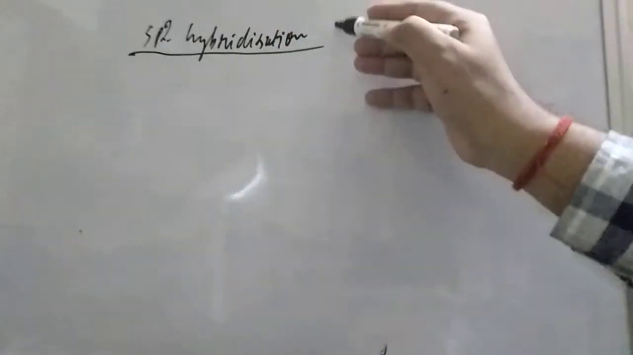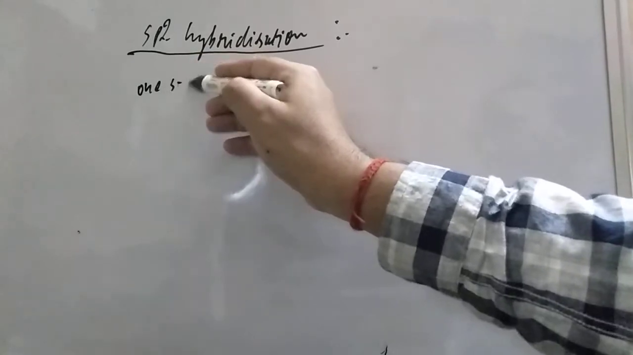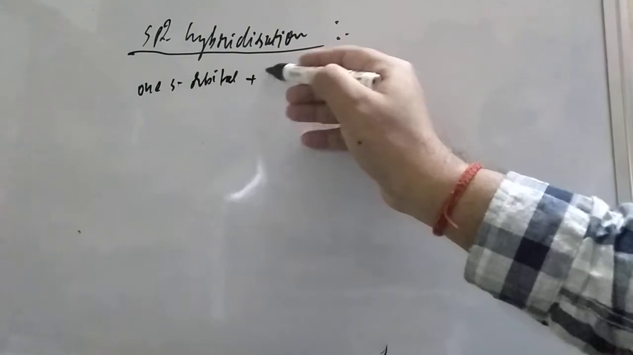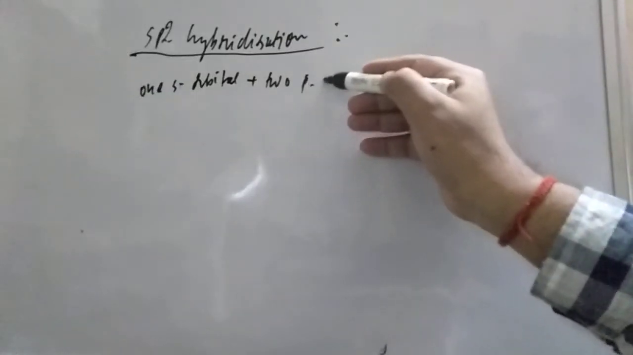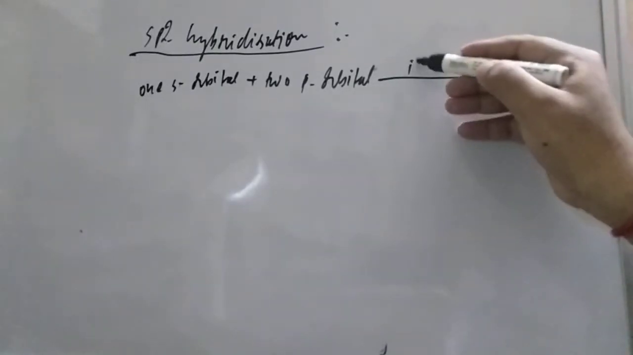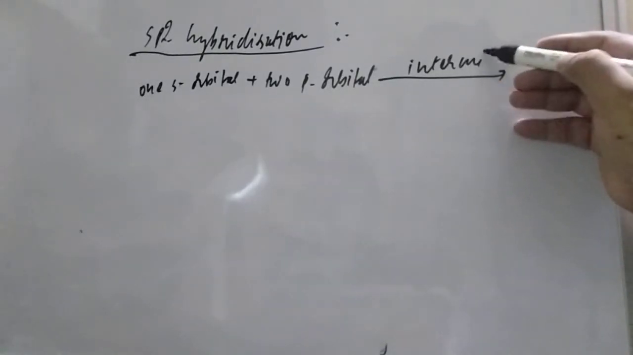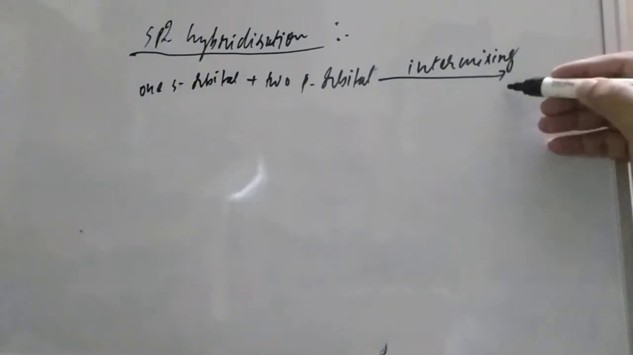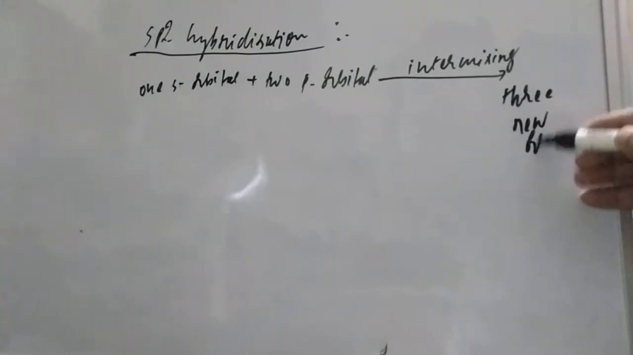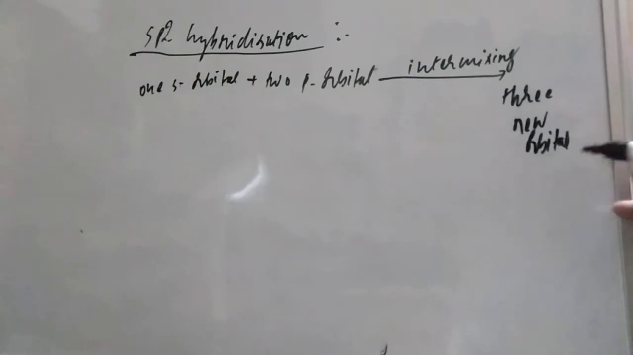In sp2 hybridization, we have one s orbital and two p orbitals. What will happen, student? These orbitals will undergo intermixing, and after mixing they form three new orbitals. Of these three new orbitals, some characters are there.